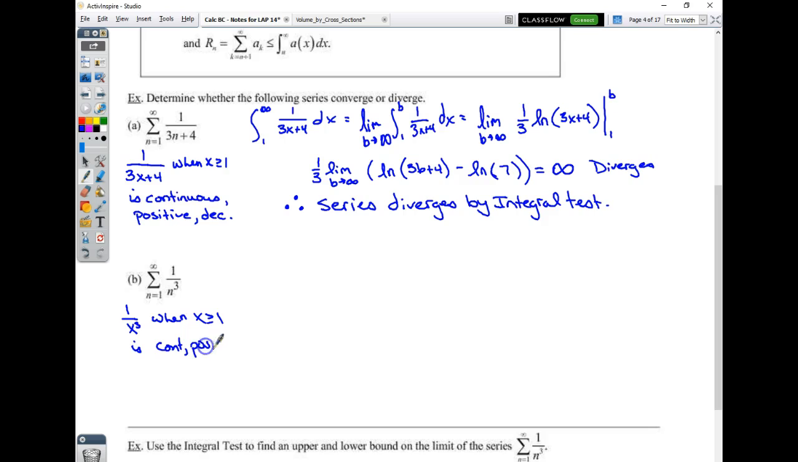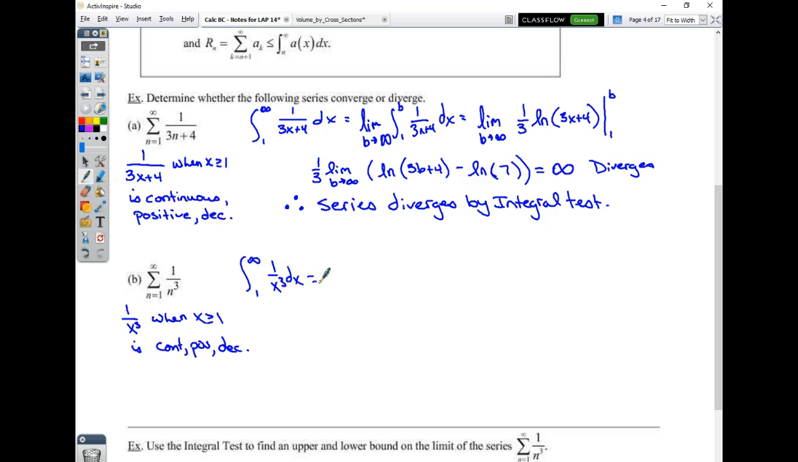Definitely positive. And decreasing. So 1 over x cubed when x is greater than or equal to 1 is continuous, positive, and decreasing, which means we can use the integral test. The integral from 1 to infinity of 1 over x cubed dx.